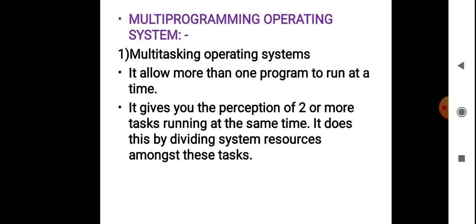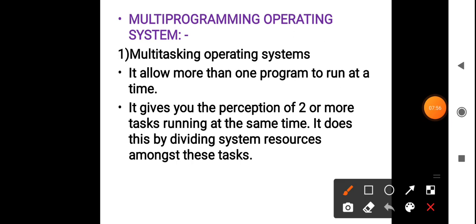Okay. So next is multi-programming operating system. In multi-programming operating system, we will first discuss the multitasking operating system. Multitask means what? Performing more than one job at a time. If you are performing more than one program or more than one task at a time, it is called a multitasking operating system.